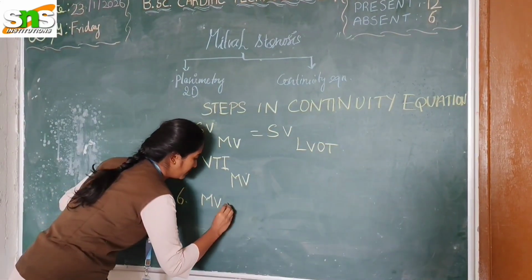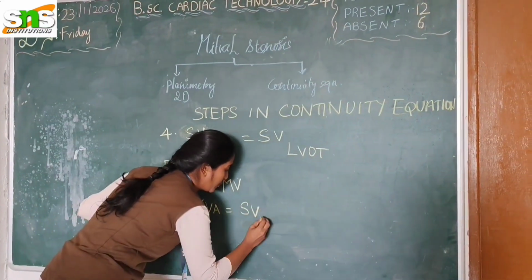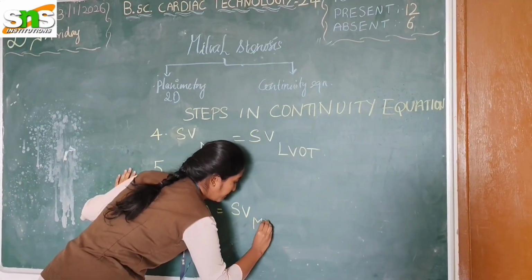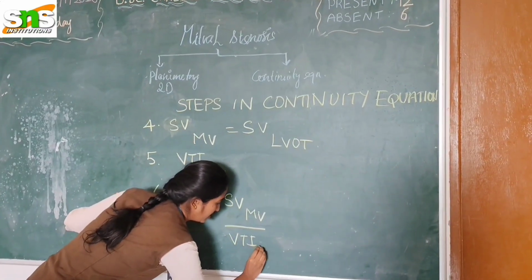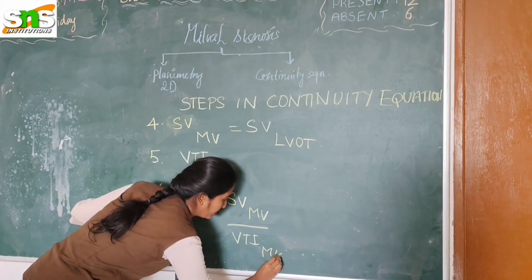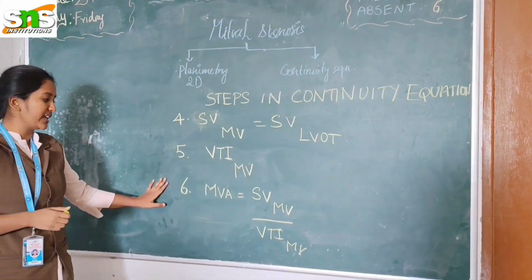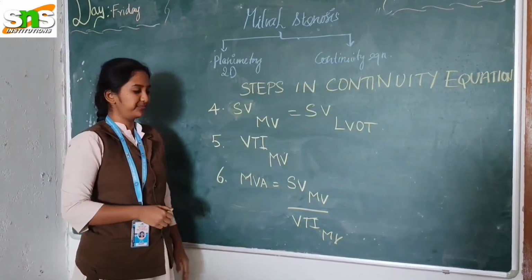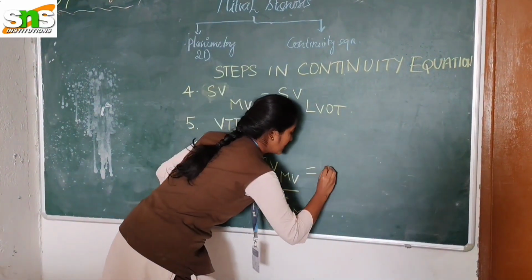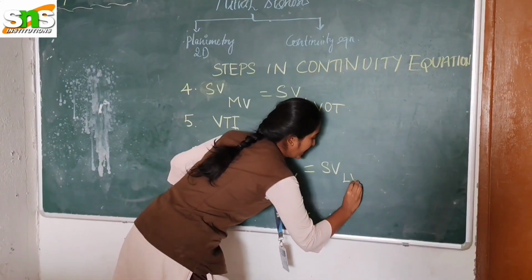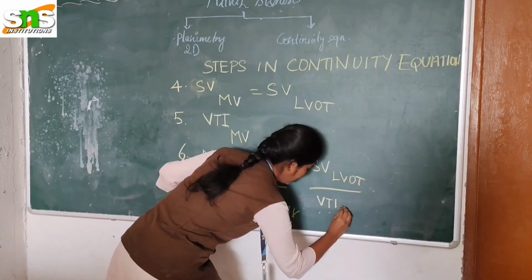Area is equal to stroke volume of mitral valve by velocity time integral of mitral valve. So, by following these six steps, we can find the value of mitral valve area. By using the fourth step, we can substitute this as stroke volume of LVOT by velocity time integral of LV.